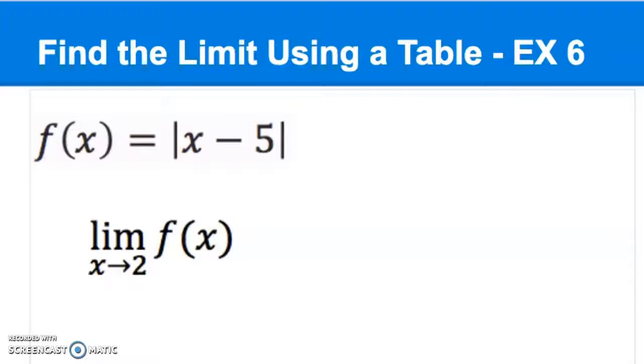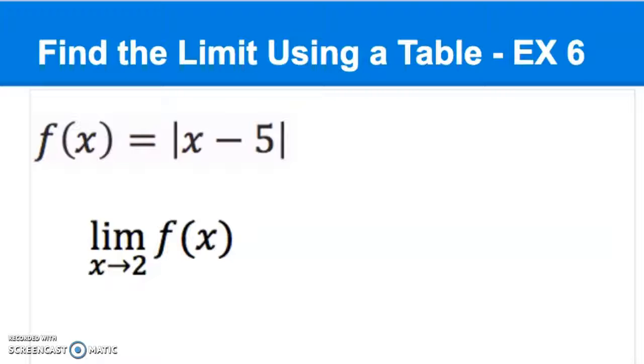On all of these problems, if you think you know what you're doing, please try them on your own before you watch the video. Find the limit using a table. In example 6, we've got the function absolute value x minus 5. And we want to find the limit as x approaches 2 for this function. And since they want us to use a table, we want to pick some values that get close to 2. So let's pick 1, 2, and 3. We can get even closer and do 1.5, 2.5.